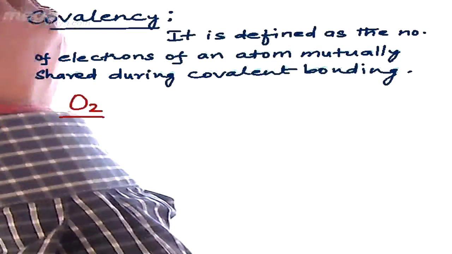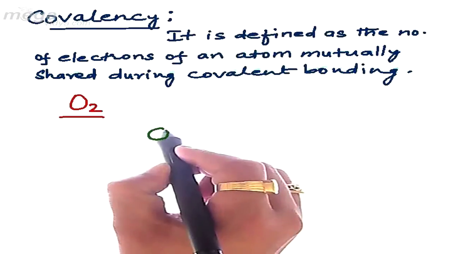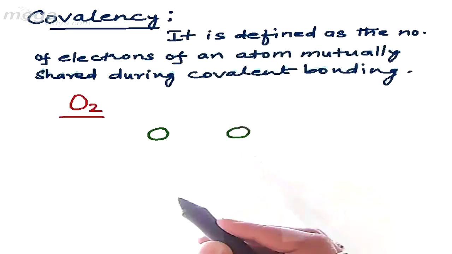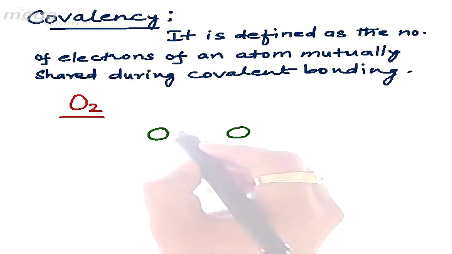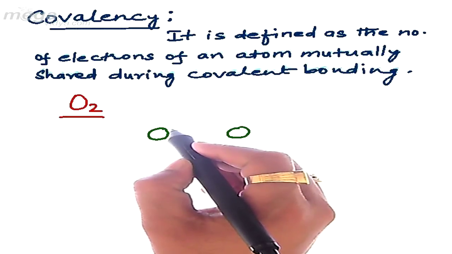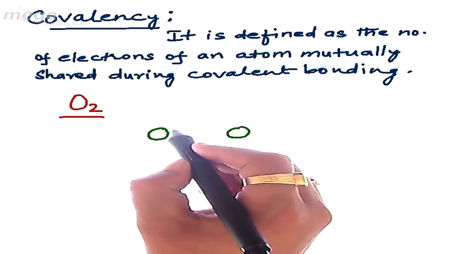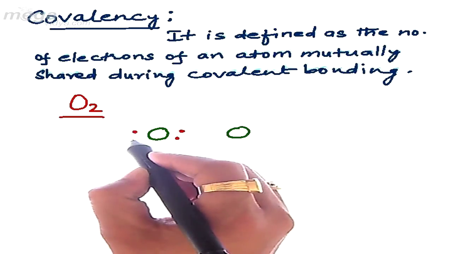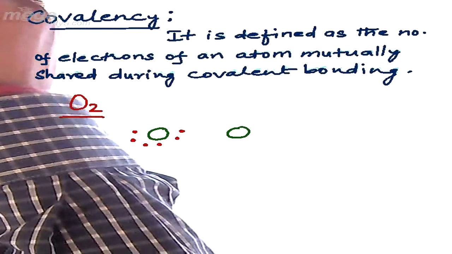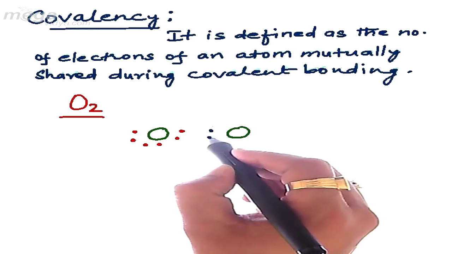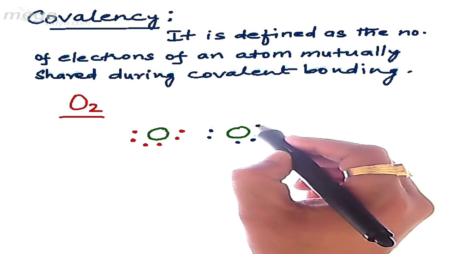Now in the O2 molecule, we have two oxygen atoms, and we have already discussed in the last section that during bonding only the valence shell electrons participate. The valence shell electrons in oxygen will be 6, that is, 2 electrons in the 2s orbital and 4 electrons in 2p. So we can write it as 1, 2, 3, 4, 5, 6. Similarly, in the other oxygen atom we have 6 electrons.